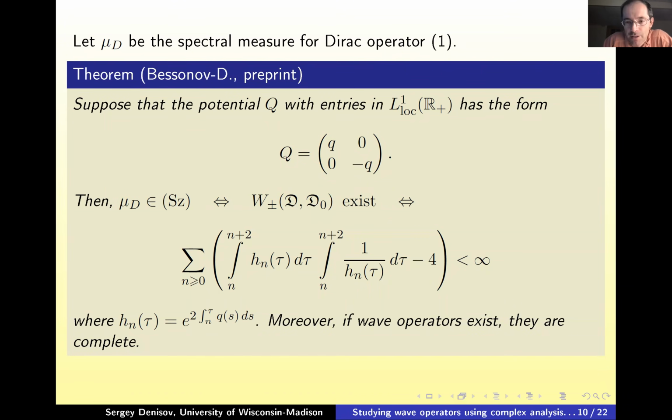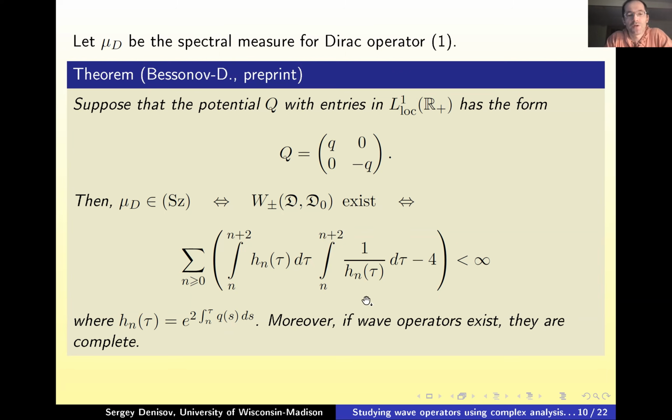But what if you don't have spectral data? What if you have just a potential? You are given a potential, as is typically done in mathematical physics. You are given a particular Q, and you need to decide whether you have wave operators or not. The answer is formulated in this way. First, there is this integer lattice by n's. You take every n, integrate the potential from n to tau, then take the exponential of that. It's a non-negative function. And then you form this product right here.